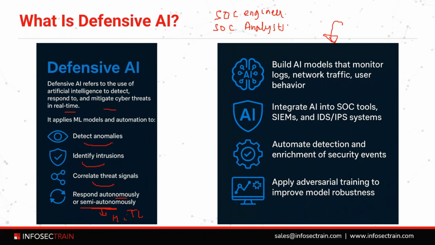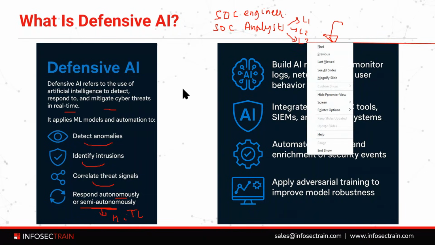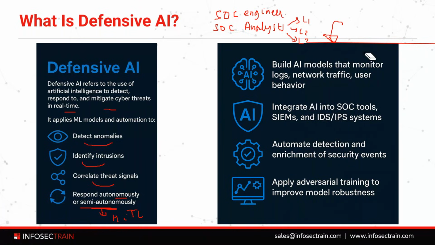They also have different roles. You have L1, L2, and as you progress and learn more in this field, you go to L3. L1 are the people who do the monitoring and the triaging. L2 are your incident responders. At L3 you will have your forensic experts and threat hunting experts.